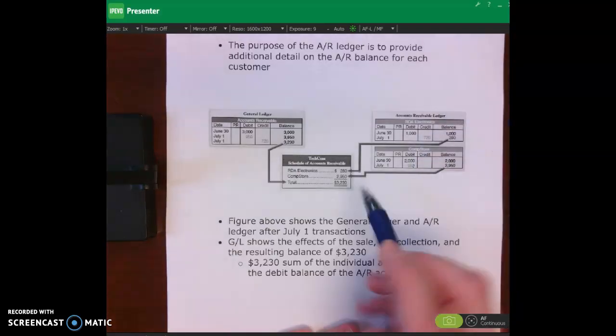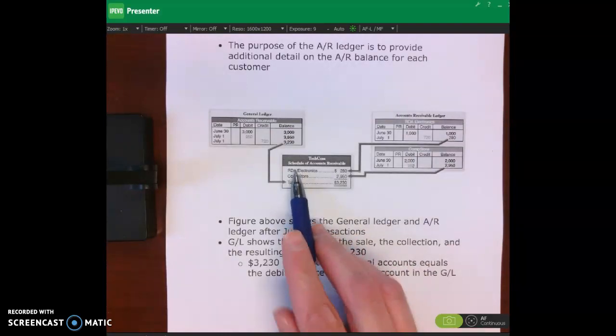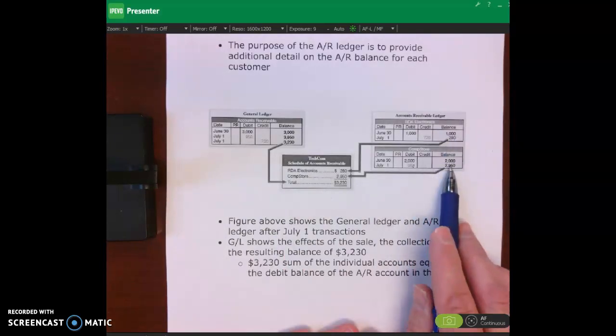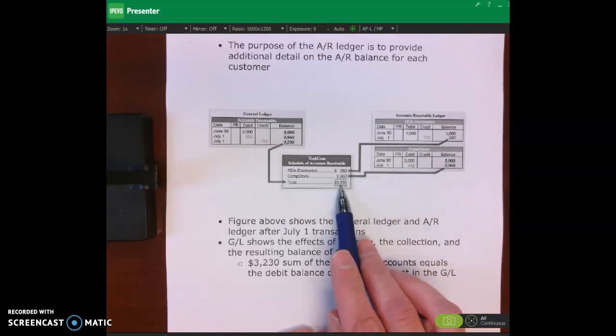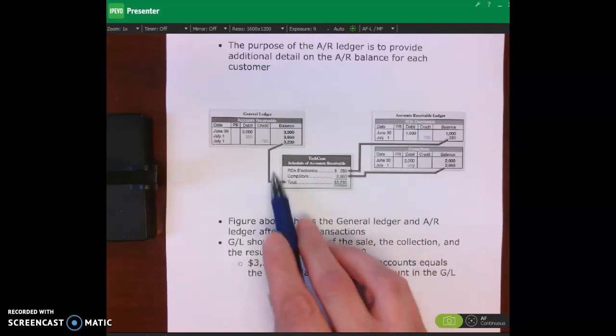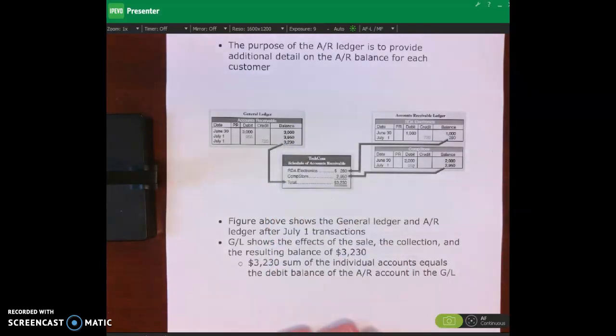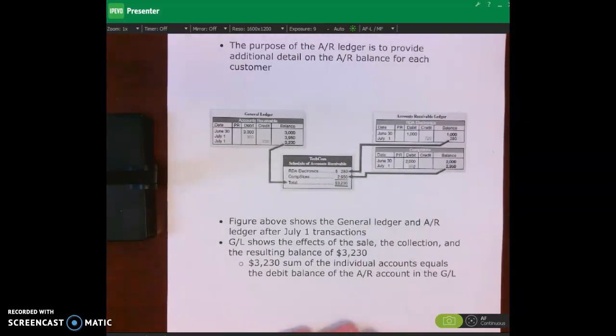Okay, so then what we can do is show our schedule of accounts receivable, where if I add my RDA balance for accounts receivable, which is $280, plus my ComStore accounts receivable balance of $2,950, that gives me $3,230 total accounts receivable. And then I can look to the general ledger and see that my total in my general ledger for accounts receivable is $3,230, and then that reconciles. So the detail, if you add up all the detail, you should get to the total. And if you don't, something went wrong. Okay? Something went wrong.